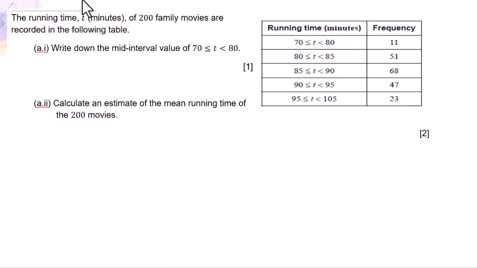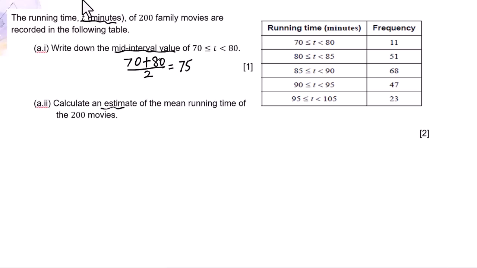The running time T of 200 family movies are recorded in the following table. Write down the mid-interval value of t greater than or equal to 70, less than 80. Mid-interval value equals (70 plus 80) over 2. So we get 75.